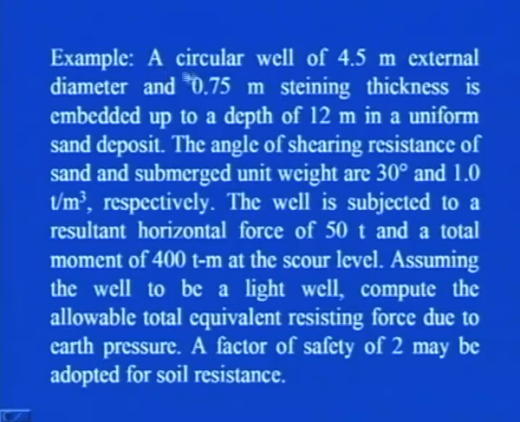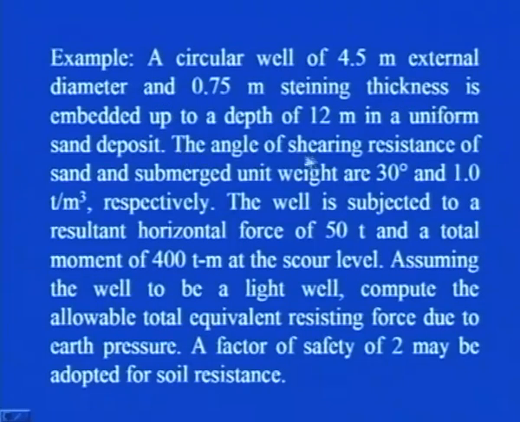So, it says that a circular well of 4.5 meter external diameter and 0.75 meter steining thickness is embedded up to a depth of 12 meter in a uniform sand deposit. So, the value of D is 12 meter, the external diameter of the well is 4.5 meter and the steining thickness is 0.75. So, the internal diameter of the well will be 4.5 minus 2 times 0.75, that is 1.5 meter.